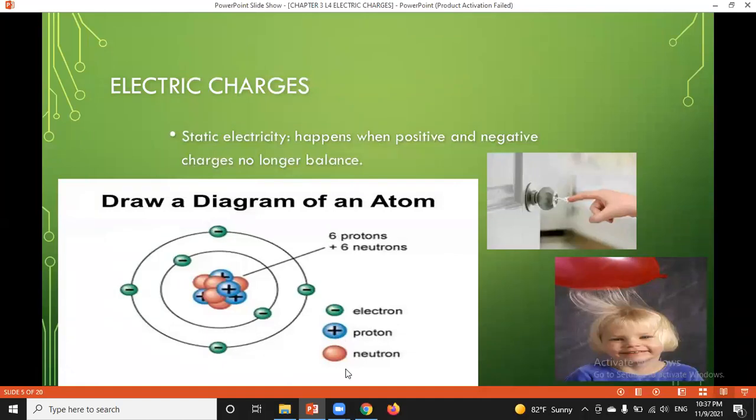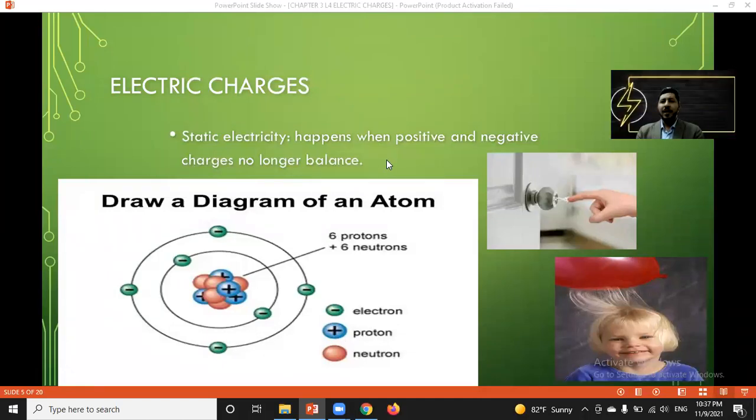Have you ever asked yourself, what is electrical energy? Simply, my friends, electric energy is the movement of charged particles. What are the charged particles, mister? That's what we're going to start with.